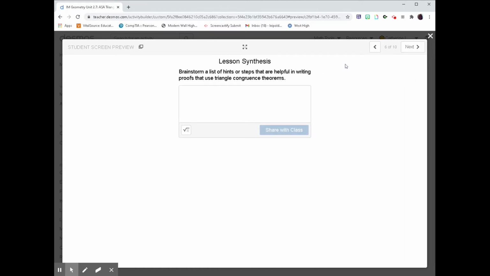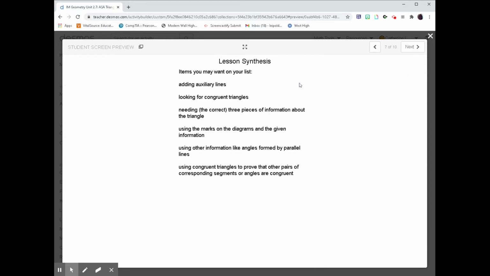So, lesson synthesis: we want to brainstorm a list of hints or steps that can be helpful when we're writing proofs that use triangle congruence theorems. Here's a list of those that you may have thought about or seen before: adding auxiliary lines, looking for congruent triangles, needing the correct 3 pieces of information about the triangle and looking for those 3 pieces, using the marks on the diagrams and the given information, using other information like angles formed by parallel lines, or using congruent triangles to prove that other pairs of corresponding segments or angles are congruent.